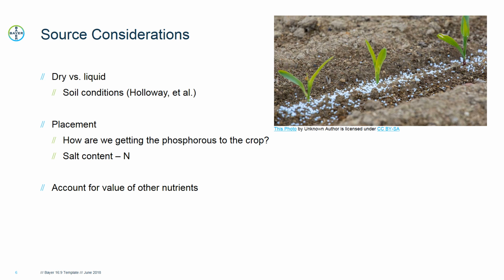Additionally, we need to consider placement. Where is the phosphorus going in our cropping system? We noted that many of our phosphorus sources are also accompanied by nitrogen. If we're placing that source in furrow, we need to think about our salt content, or the total N going in furrow, so we do not injure the seedling. Lastly, we need to account for value of other nutrients.